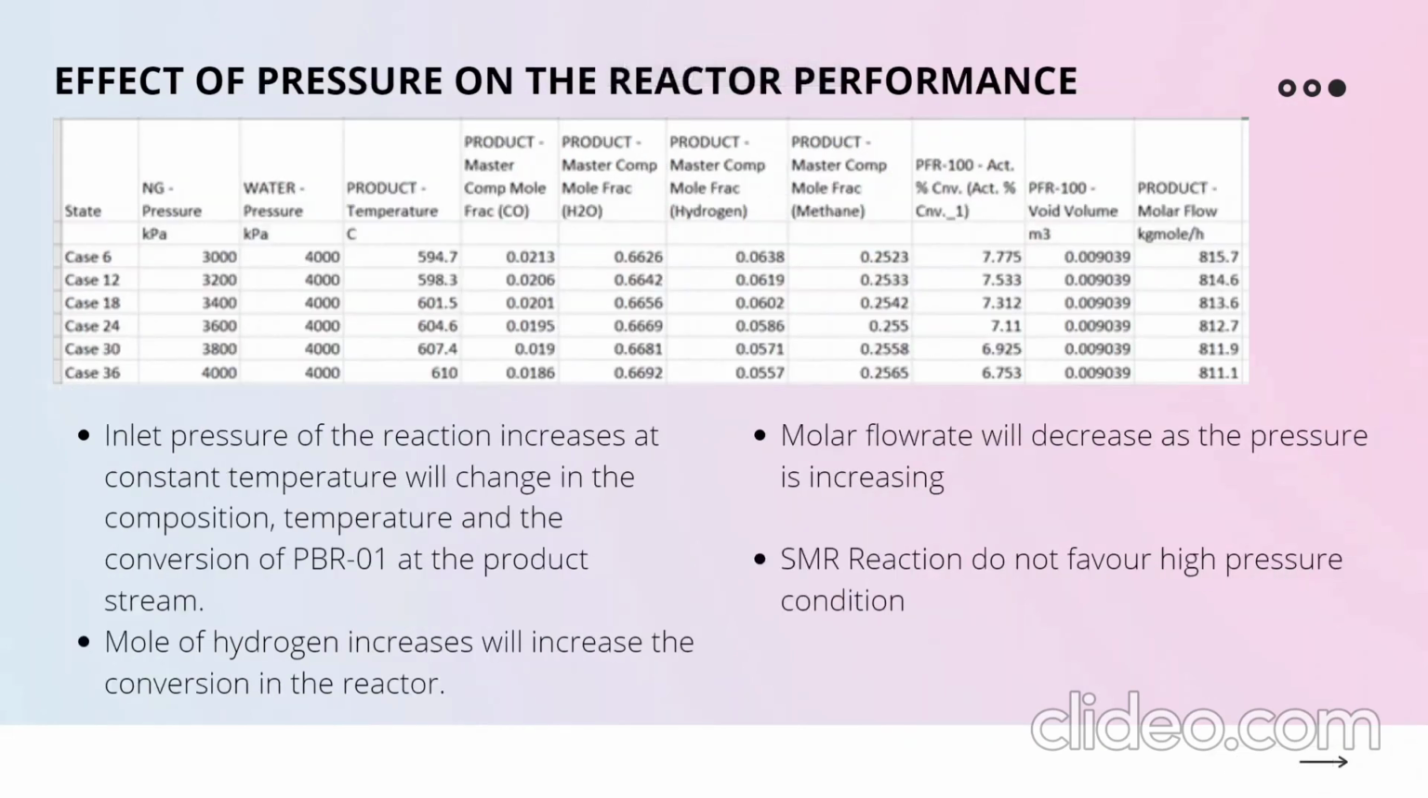I will talk about the effect of pressure, temperature, and molar flow rate on the reactor performance, in which the range of the pressure was set to be between 3000 kPa to 4000 kPa with a step size of 50 kPa. The inlet pressure of natural gas and pressure of water were set to be independent variables, while dependent variables are set to be temperature of product, component mole fraction, conversion at SMR process at PBR01, void volume, and molar flow rate of the reaction at the product stream.